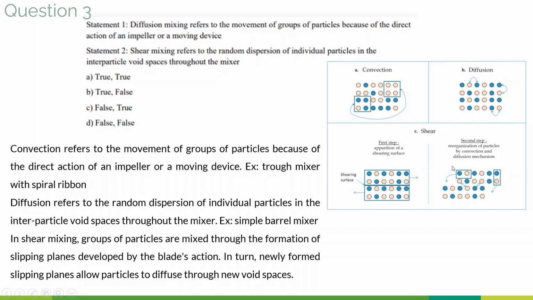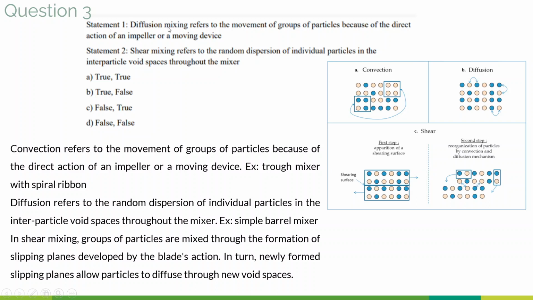So after shear mixing, in order to have a proper homogeneous mixture, you will also need convection as well as diffusion mechanisms. As you can see here, all the three mechanisms involve a slightly different way of mixing, but establishing all these three inside your container will ensure that you have a homogeneous mixture at the end.